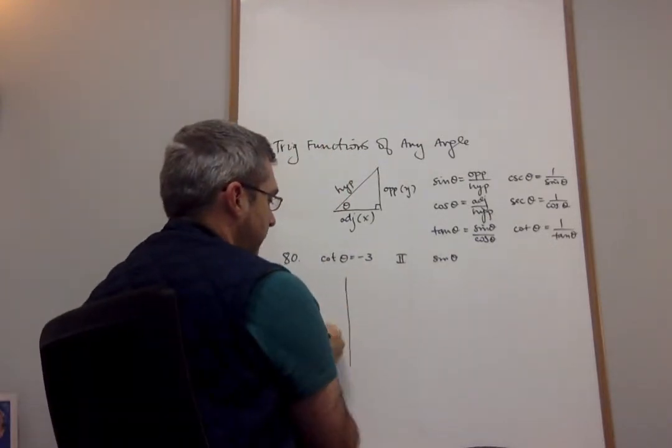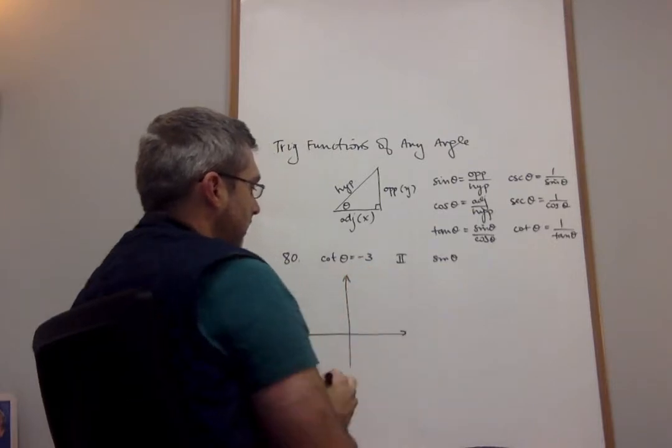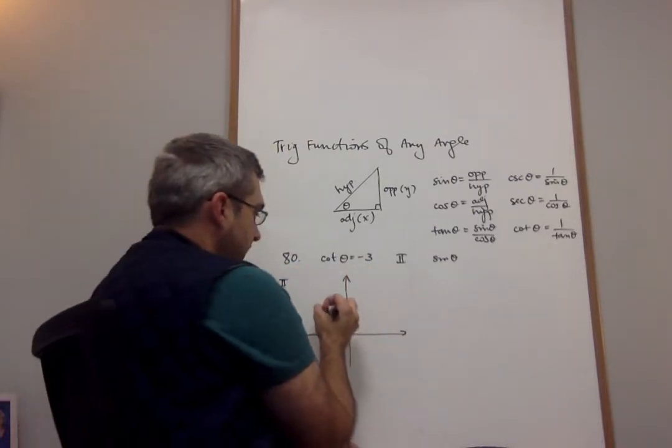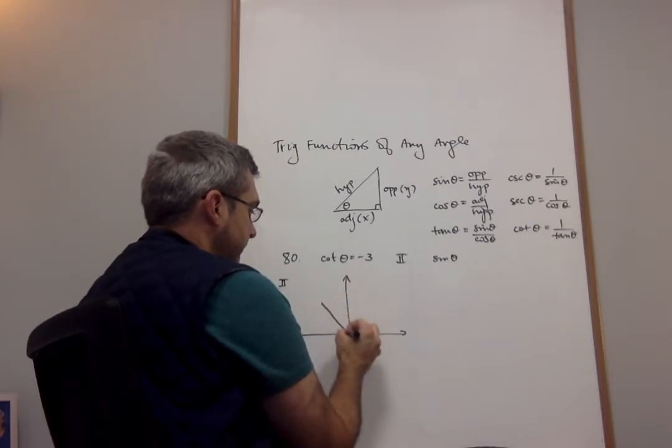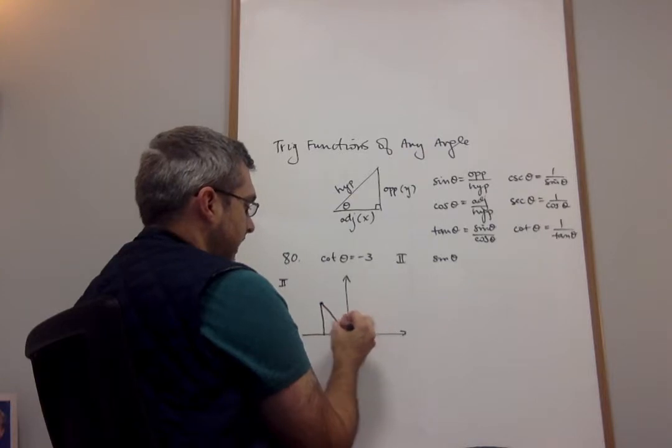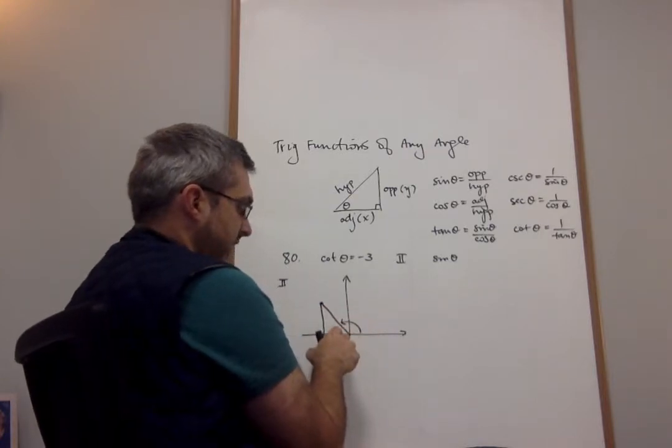So I'm going to go in the second quadrant, remember the second quadrant's right here. So I'm going to draw an angle over here, and drop a perpendicular. Technically the angle is this, but this is the reference angle right here.